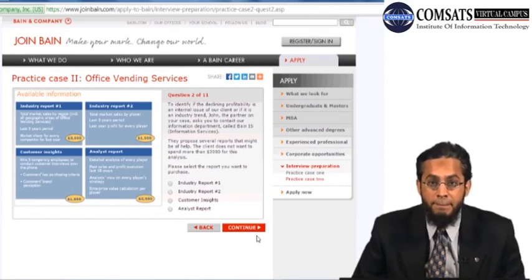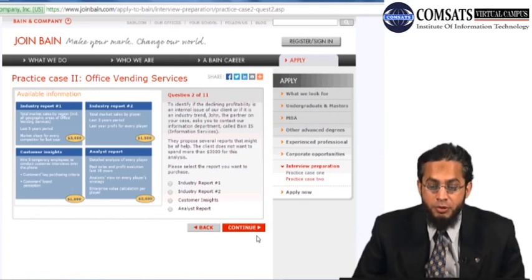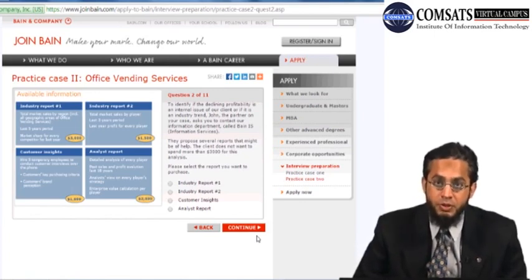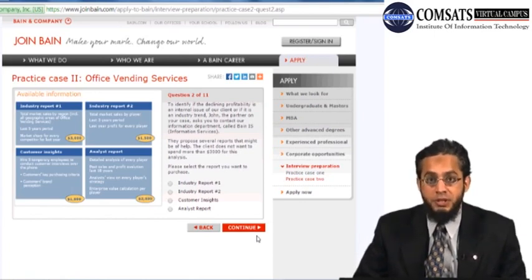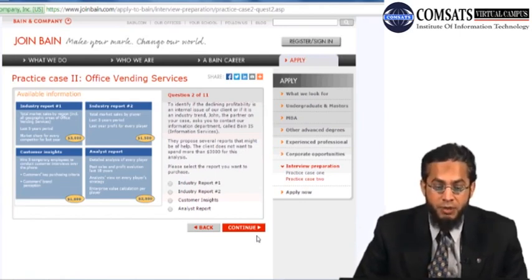तो ये क्या है, क्या वो उसका internal issue है या industry trend है? They propose several reports that might be of help. तो आपके जो internal department है, information systems arm है Bain का, उसने आपको different reports की तरफ refer किया. The client does not want to spend more than 3,000 for this analysis.